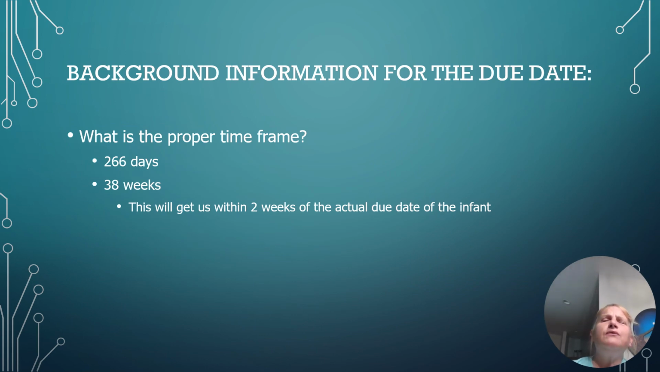So, background information for the due date. The proper time frame is 266 days or 38 weeks. This will get us within 2 weeks of the actual due date of the infant.